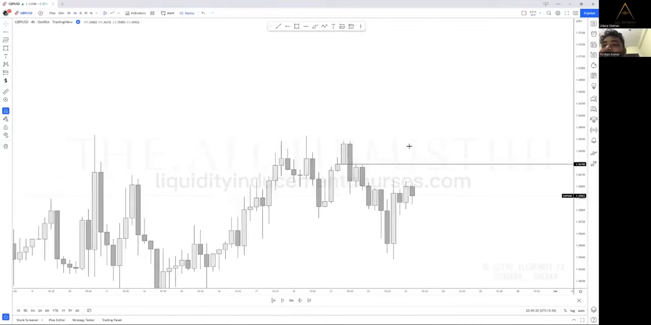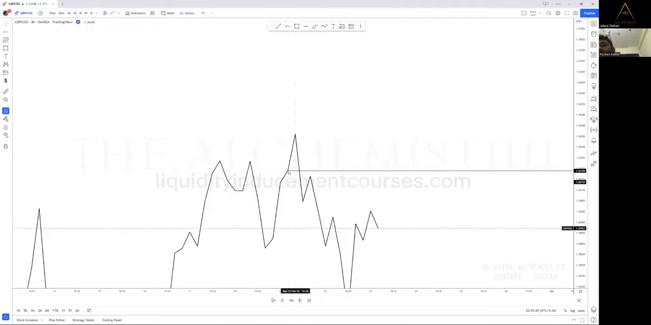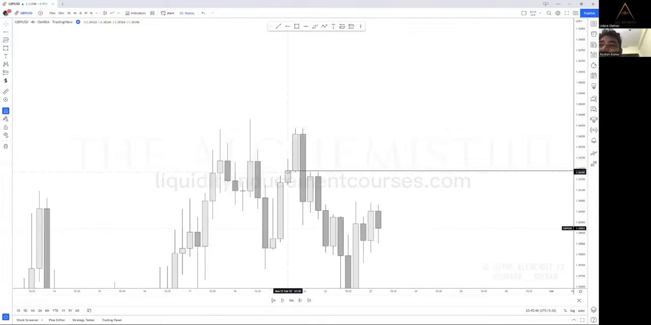You can use them as POI. See this? Now, if I put a line chart in here, can you see a little spike in here? See that? There's a little spike here, because the line chart only prints the closing prices. So this right here will be that price level.